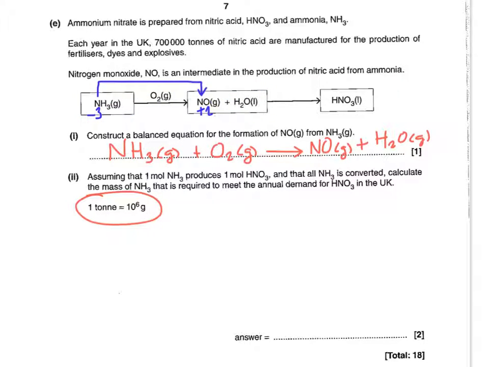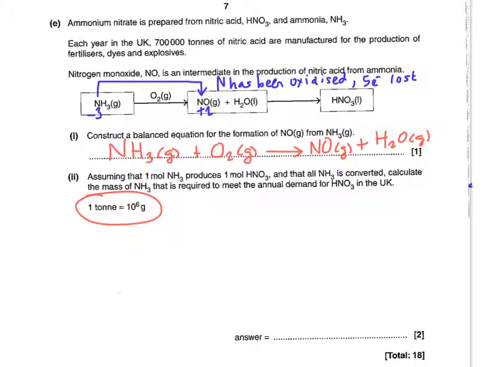Let's start with nitrogen. Nitrogen is -3 in ammonia because H is always +1, isn't it? So 3 H's will be +3 in total, 3 lots of +1. So going from -3 to +2, it's clear nitrogen's been oxidized, and in that process 5 electrons have been lost because the oxidation number has gone from -3 to +2.